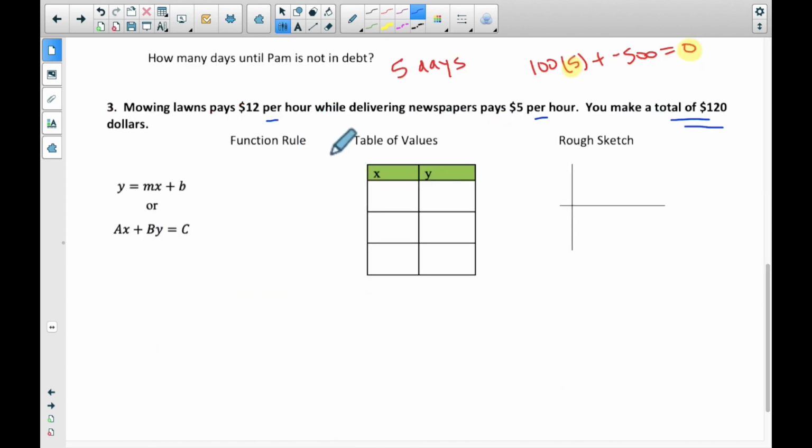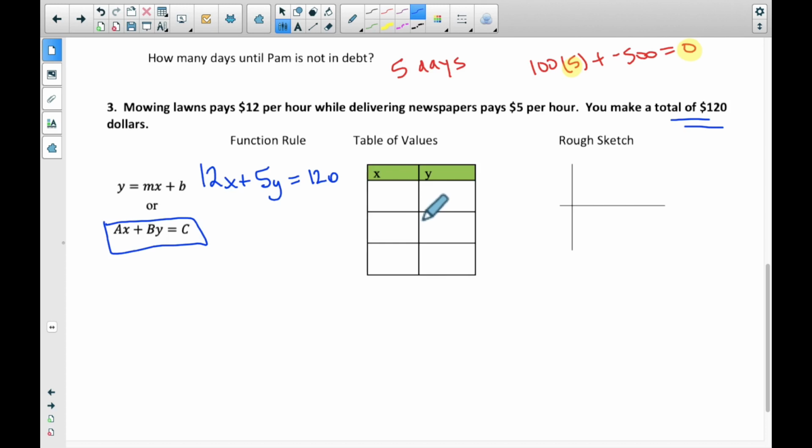So even though these both have a per, they don't have a starting point. I know that the word per can maybe throw you off, but if we have a total, that's going to be standard form. So we're going to use this form. And so it's $12 per hour for mowing lawns and $5 per hour for delivering newspapers, and you make a total of $120.